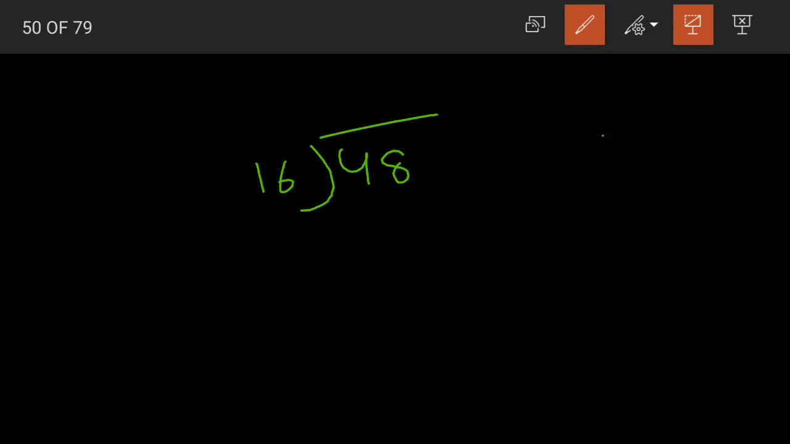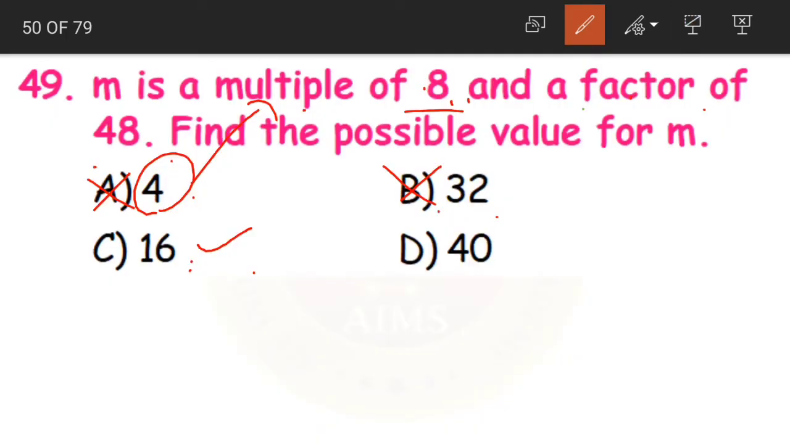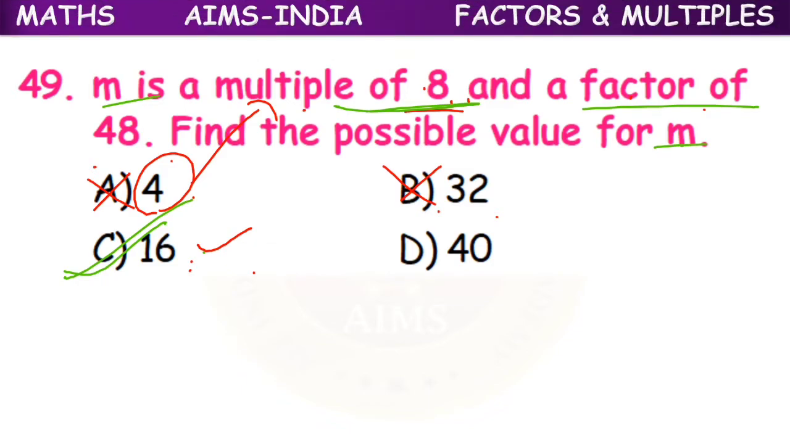Where do we have 6? We have 16 threes are 48: 6 threes are 18, and 3 ones are 3, plus 1 is 4. So 16 threes are 48. What does this mean? 16 is a factor of 48 and also 16 is a multiple of 8. So what is the value of M here? 16, as it is both a multiple of 8 and a factor of 48.